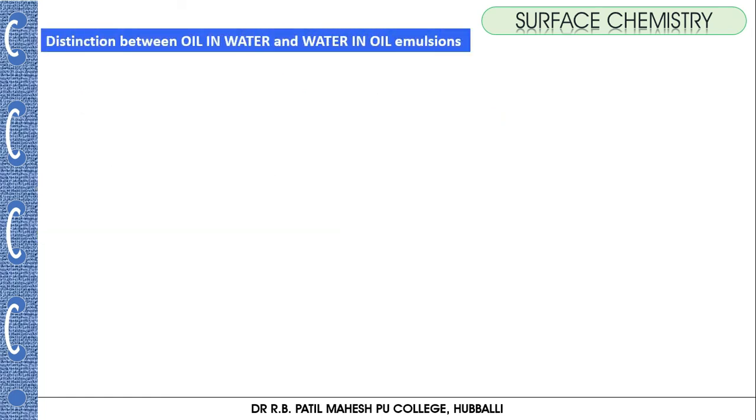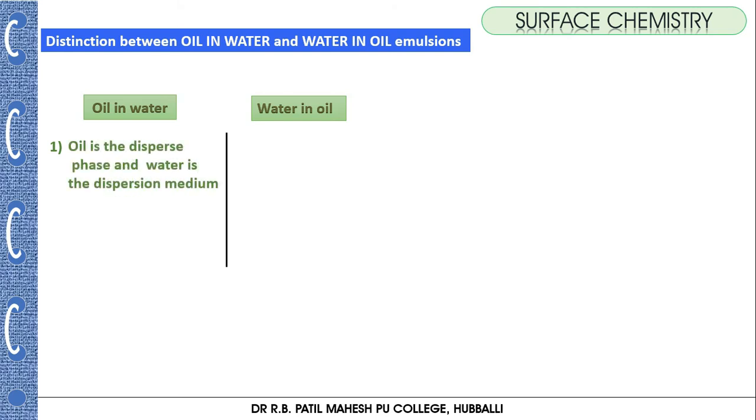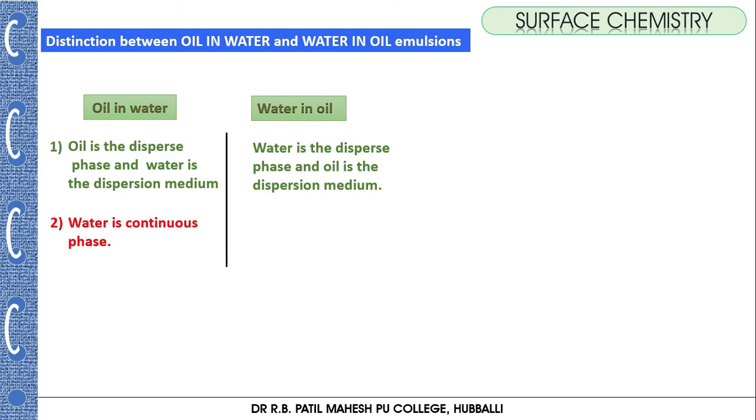Now let us see distinctions between oil in water and water in oil type emulsions. In the case of oil in water type of emulsion, oil is the disperse phase and water is the dispersion medium. Whereas in the case of water in oil type of emulsion, water is the disperse phase and oil is the dispersion medium. The second one is that water is the continuous phase in oil in water, whereas oil is the continuous phase in water in oil type of emulsion.